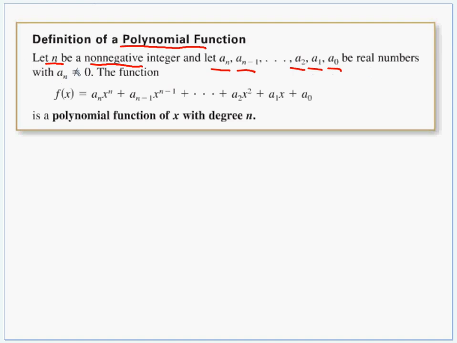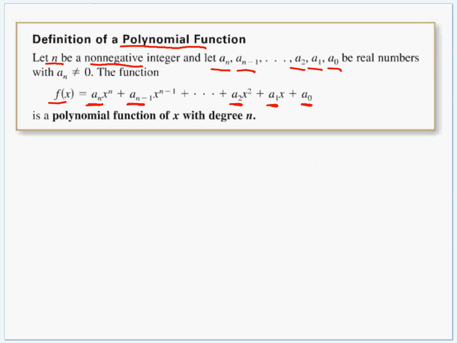Our first one, a sub n, is not equal to 0. Here we got our function, and if I underline this as we go, I'll use red ink first. f of x is a sub n. That's just a constant in front of a variable x. And then here's another constant. The next one will have an a sub n minus 1, and then they'd go on n minus 2, and so on and so forth, till we get down to a sub 2, a sub 1, and a sub 0.